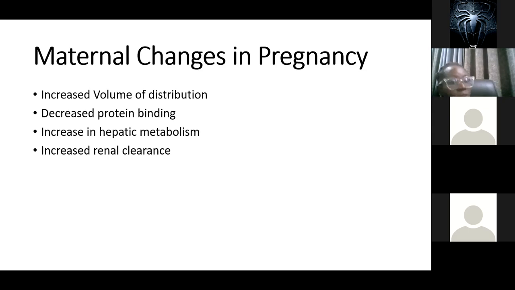Then there's also increased hepatic metabolism and increased renal clearance, because the mother has to have a more efficient way of excreting toxins quickly. And so if you give medication and the medication is cleared by the kidney, because of the increased renal clearance, it may not be as effective as it will be when given to somebody who is not pregnant.